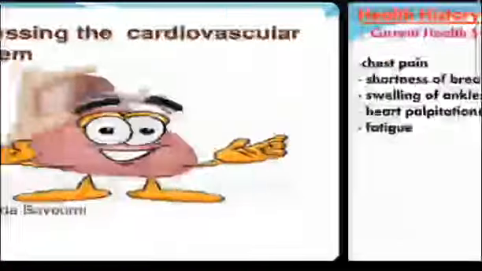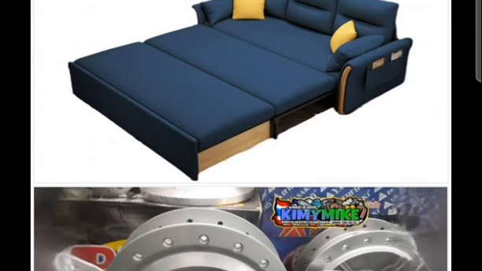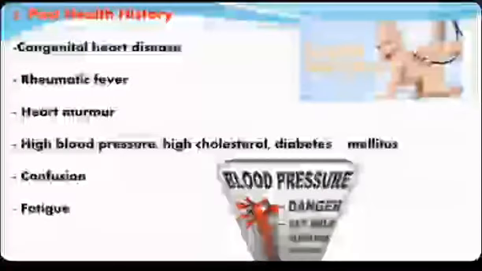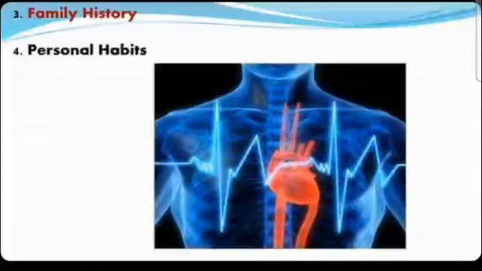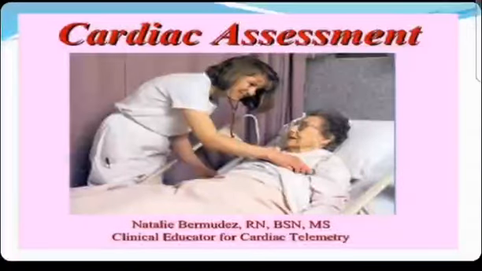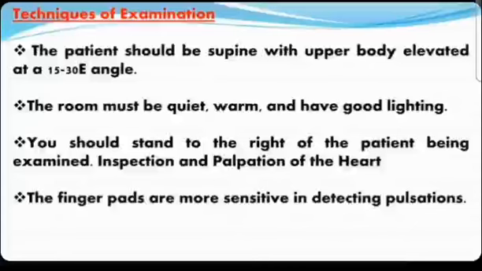Assessing the cardiovascular system, we should consider the health history, that is the current health status like chest pain, shortness of breath, swelling of ankles or feet, heart palpitations and fatigue. Past medical history: congenital heart disease, rheumatic fever, heart murmur, high blood pressure, high cholesterol, diabetes mellitus, confusion and fatigue. Personal habits: cardiac assessment.